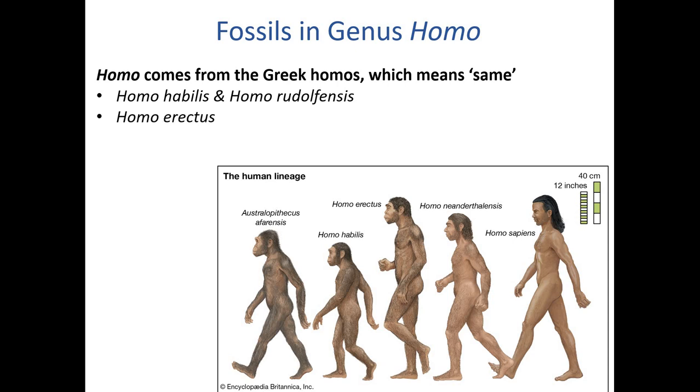Then we'll talk about Homo erectus, then Homo neanderthalensis, and again, you can probably see a familiar word within this, Neanderthal, or better known as Neanderthals. And then we'll talk about modern humans, or Homo sapiens.